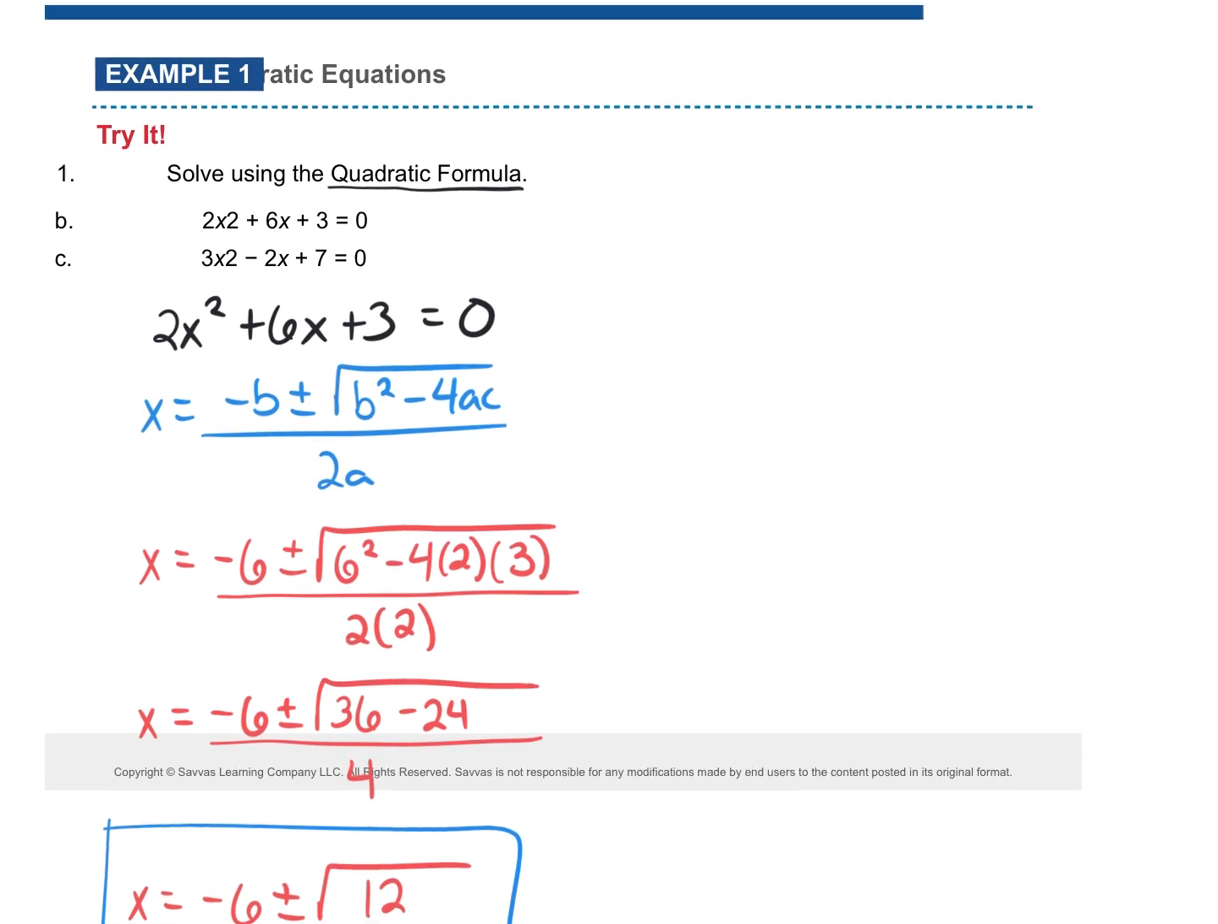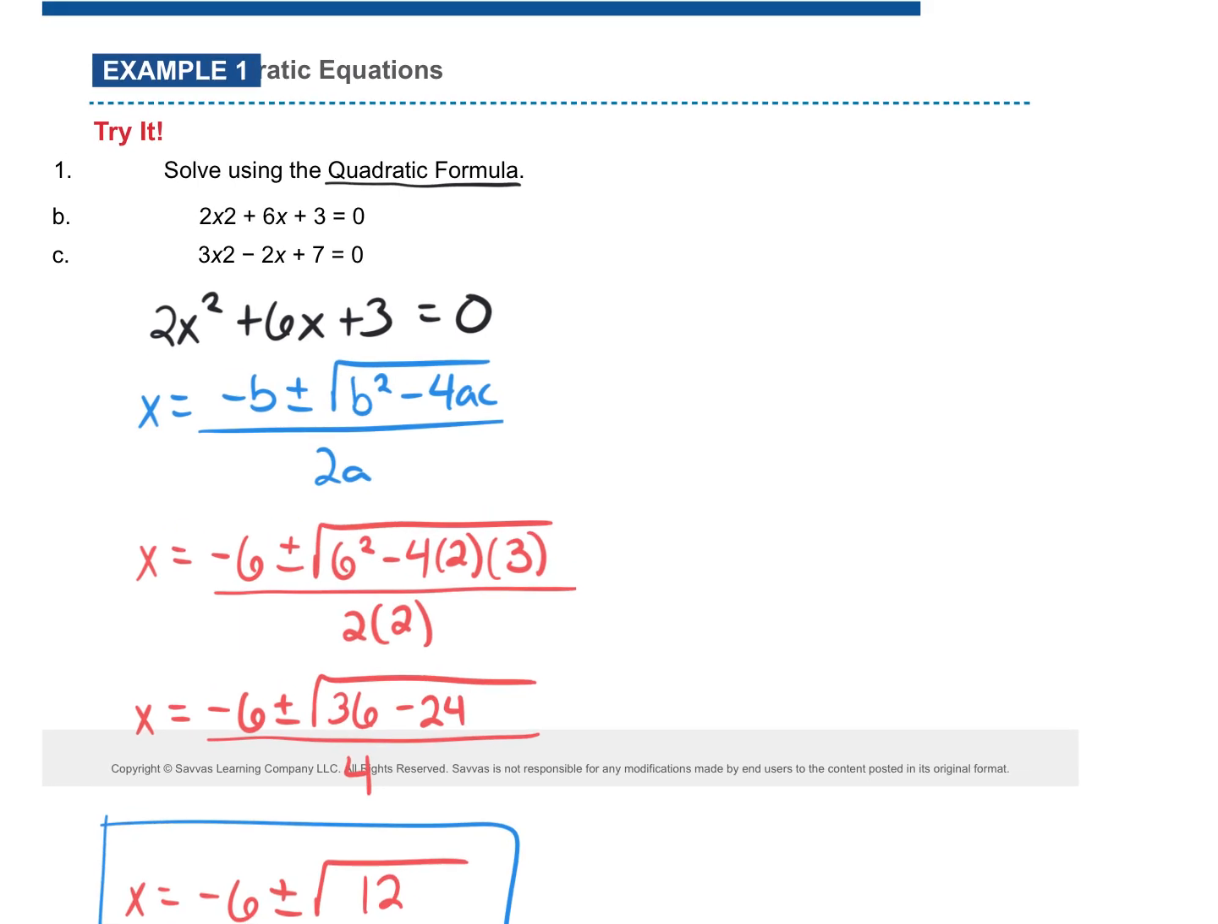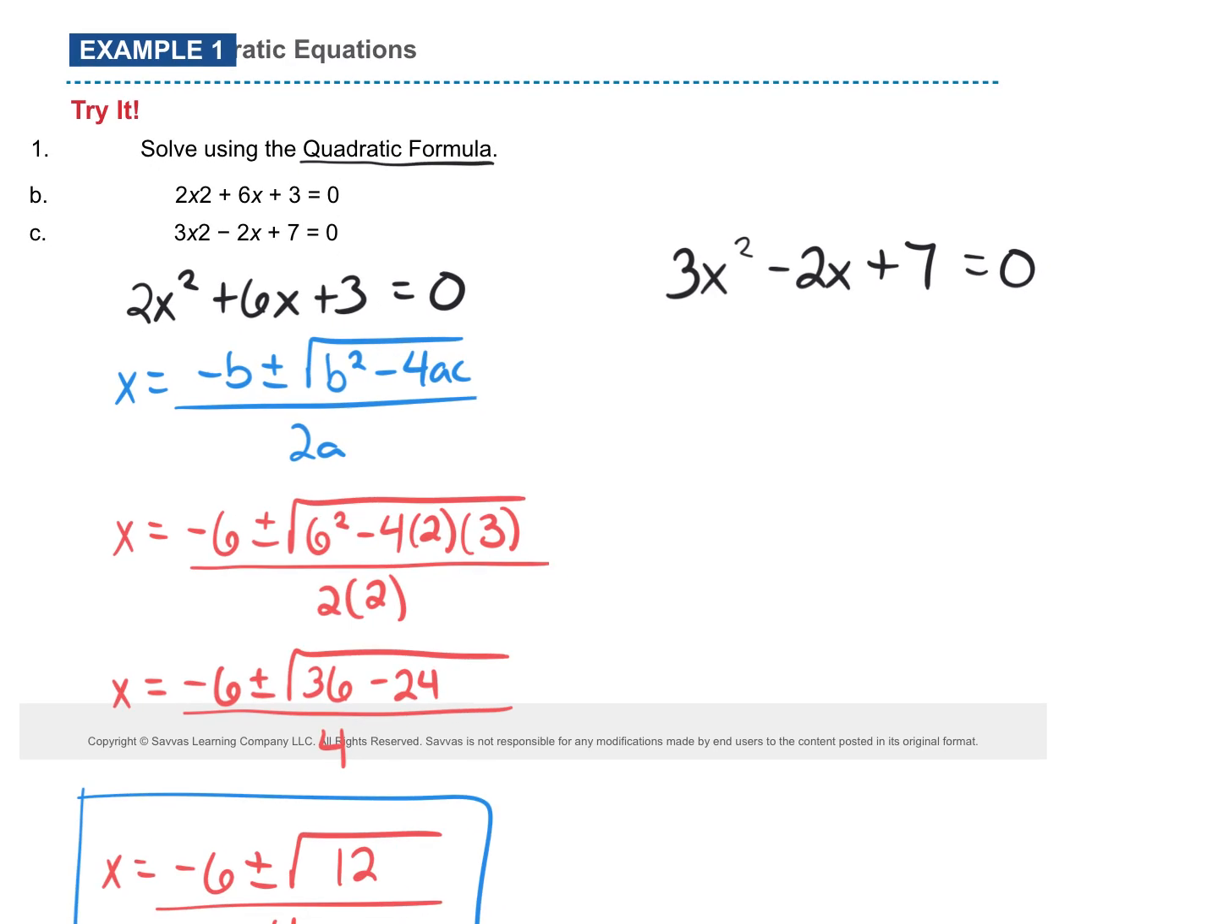Let's look at example 1b. We have 3x squared minus 2x plus 7 equals 0. Directions say solve with the quadratic formula. Write the formula down: negative b plus or minus the square root of b squared minus 4ac all over 2a.